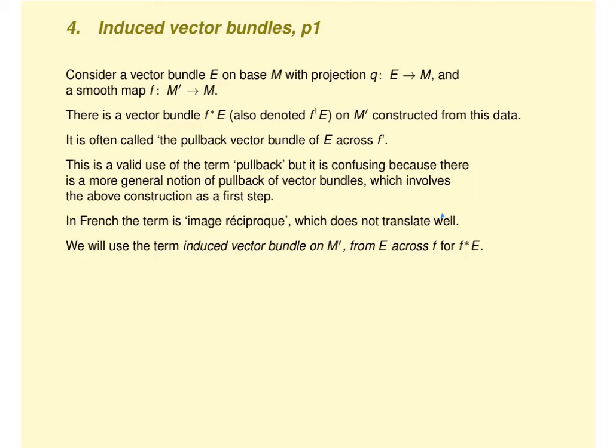Now, having got this, we can consider the situation of a vector bundle on a base M and a smooth map into M. So this is like the pullback situation. F is a smooth map with target M, and E is a vector bundle, a rather special kind of map, but the projection has target M.